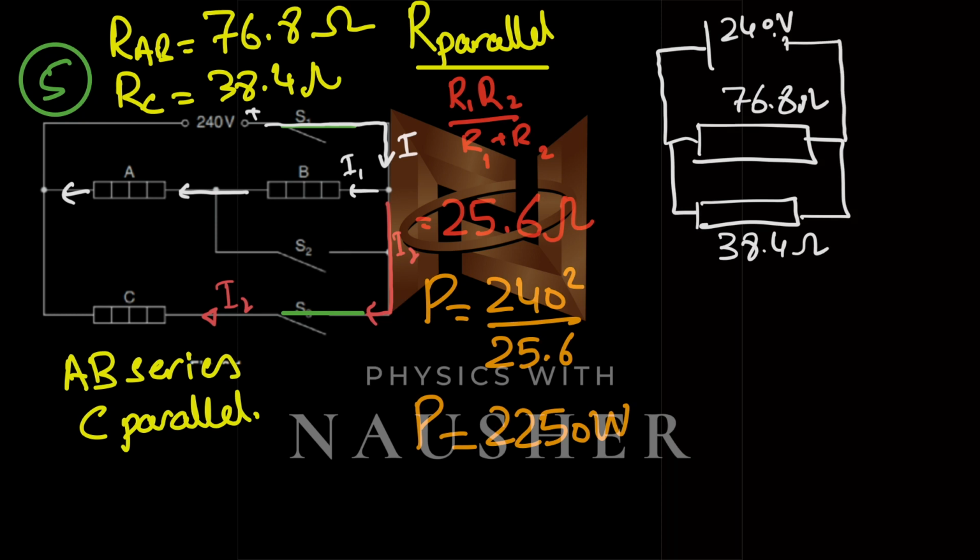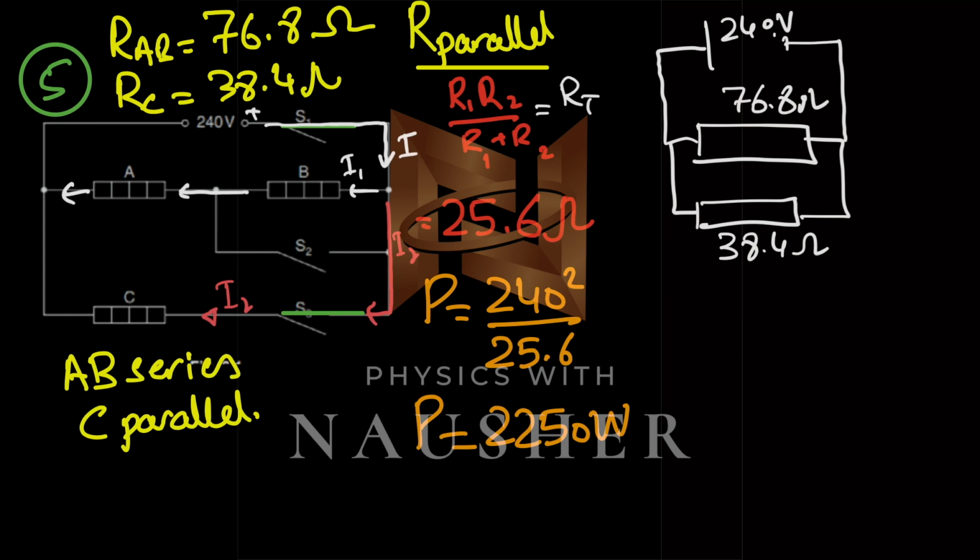Like this. So what is the resistance in parallel? You could use 1 over R total is equal to 1 over R1 plus 1 over R2, but do not forget to take the reciprocal at the end. Or you could simply apply this formula, product over sum. You get 25.6 ohms.